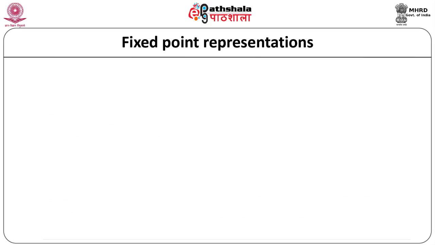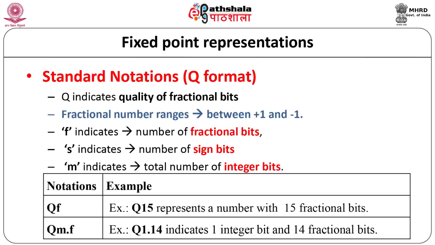For representing numbers in fixed point notations, there are various methods used to represent the radix or binary point and word length. For representing fractions under fixed point notations, Q format is normally preferred. Q indicates quality of fractional bits. The fractional number ranges from +1 to -1. In addition, F indicates the number of fractional bits, S indicates the number of sign bits, and M indicates the total number of integer bits. There are two Q formats.